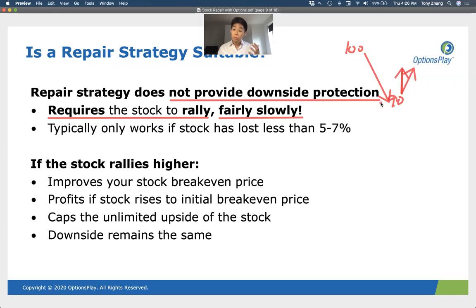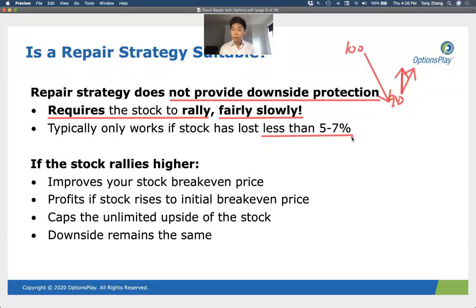And lastly, the most important part, and this is probably the most restrictive part, is the fact that a repair strategy typically will only work if the stock trade that you're in has lost somewhere in the 5 to 7% range. Anything less than that, it's not worth putting on a repair strategy. But if you're down 25%, there's no repair strategy that's going to magically fix your stock position. It only works in this kind of magic realm of this 5 to 7%.